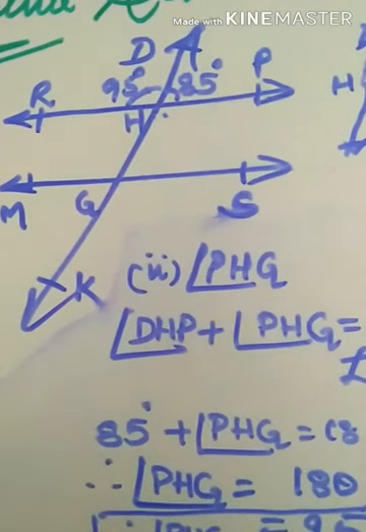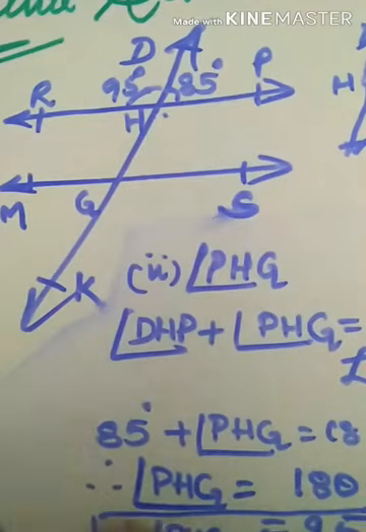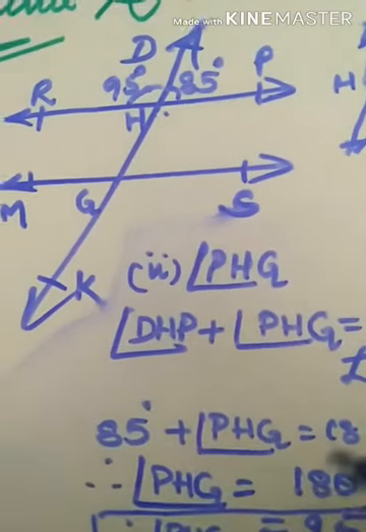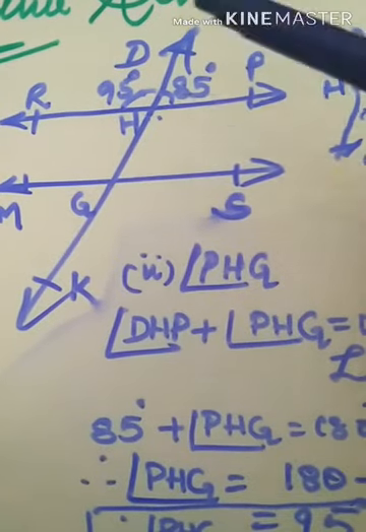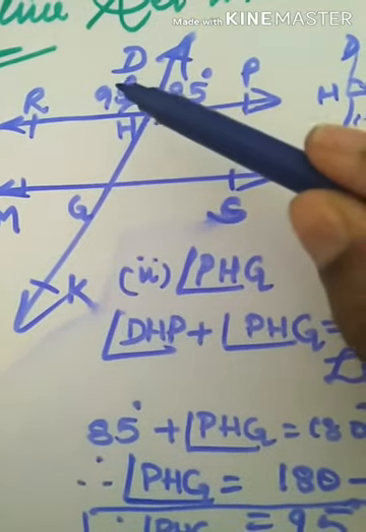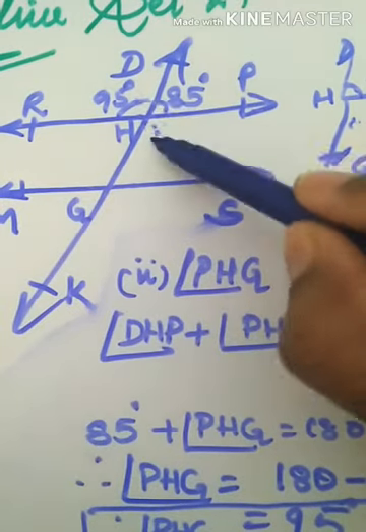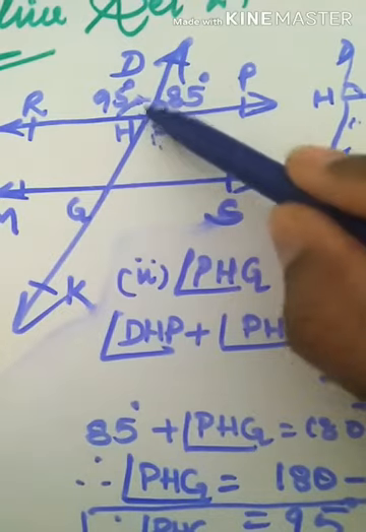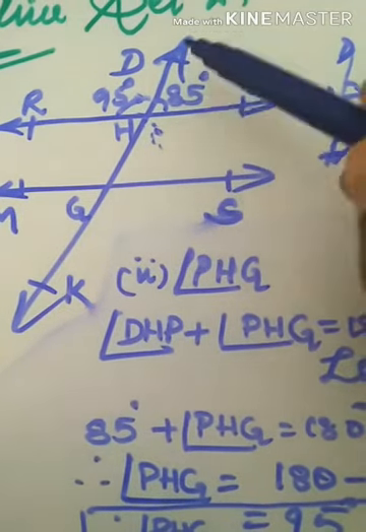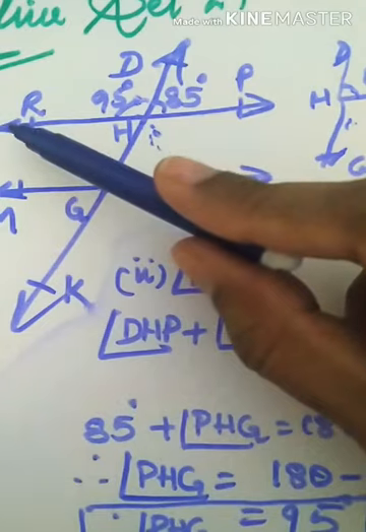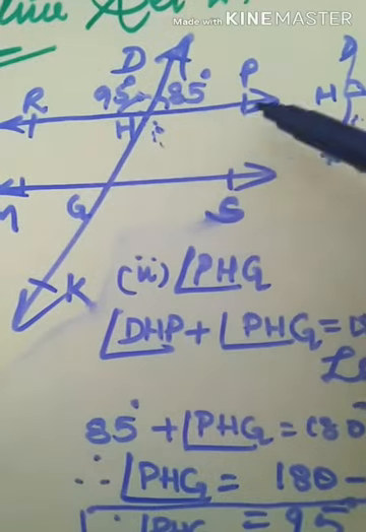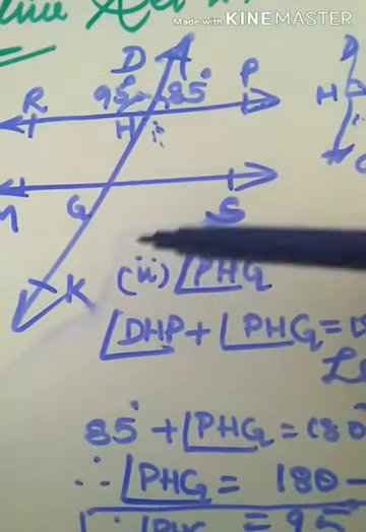Now, if you are much more clever, you can use the vertically opposite angle property also. Here, for you to be more accustomed with linear pair angles, I used this step. That was the reason why I asked you to write 95 degrees here. These two are opposite angles, and a few minutes back we discussed that opposite angles are congruent. So you can directly write this step as angle DHR congruent to angle PHG.